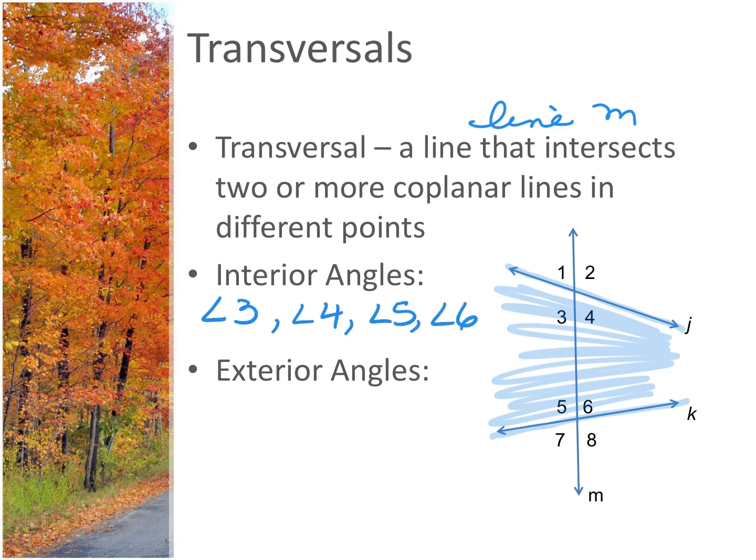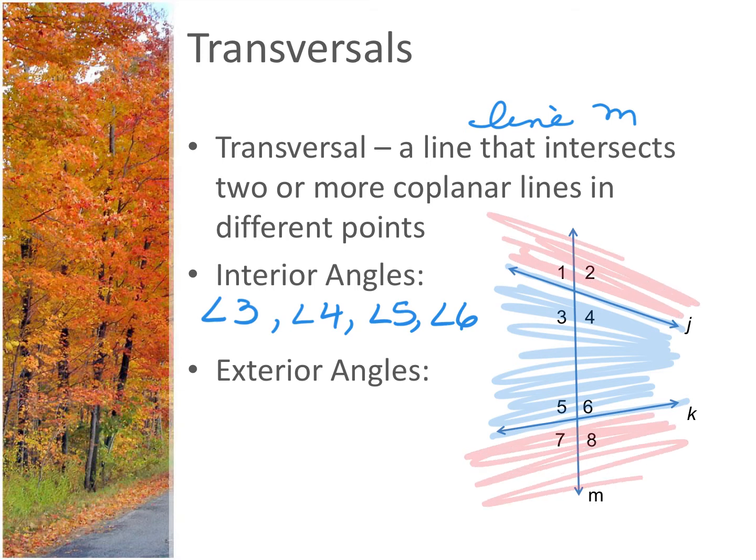Then the ones that are outside or exterior, like you're exiting, the exterior angles are going to be 1 and 2 and 7 and 8. These are exterior. They're outside of those 2 coplanar lines.